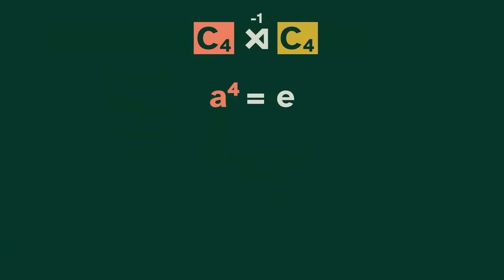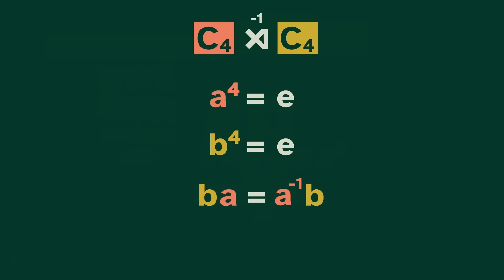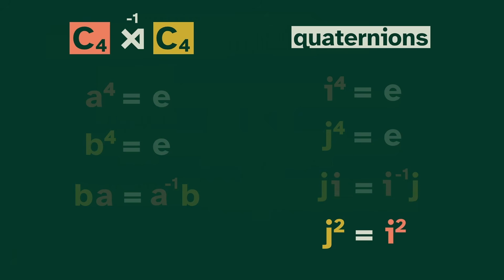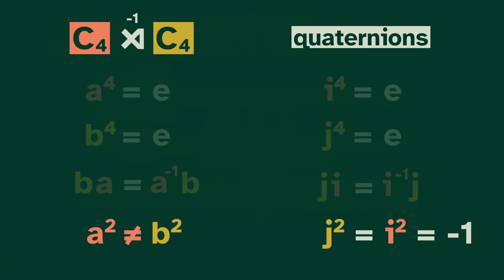Great. We have A with order 4, and the second group has B with order 4. And when A swaps with B, it gets inverted. These equations describe the group. Hey, it looks like the quaternions. It does. The quaternions have the same equations. So is this a quaternion group? No, the quaternions have an extra equation. J squared equals I squared. They're both -1. On the left, this is not true.